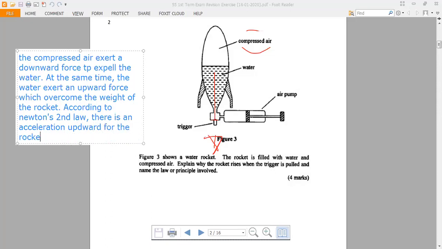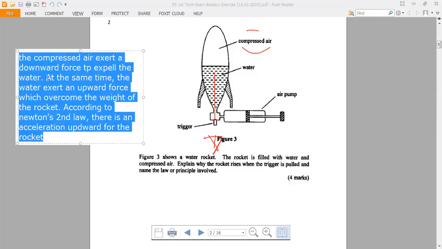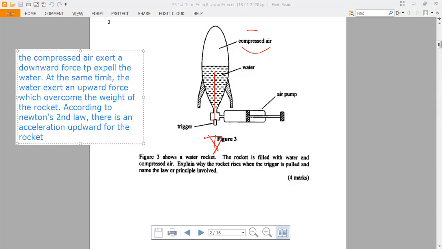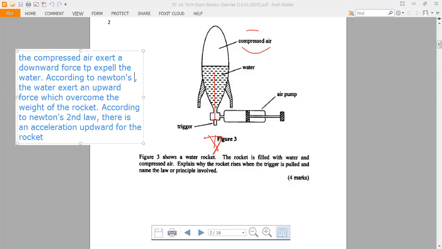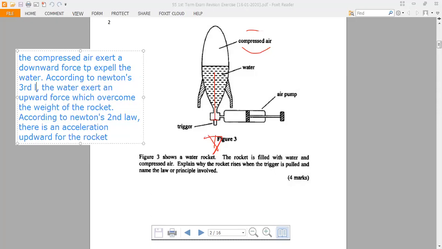Rocket. Now I missed something here. I should also write according to Newton's third law. I should not use this. According to Newton's third law. So I need to highlight some of the important words. First, this is the subject, okay?